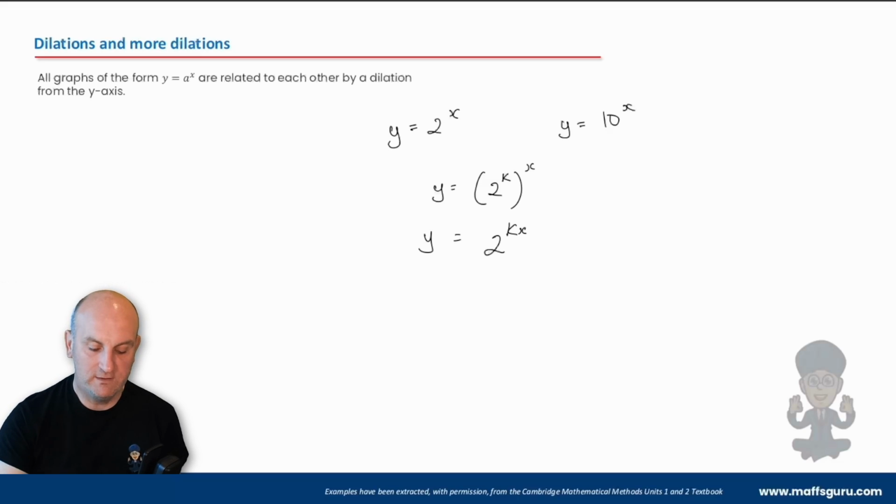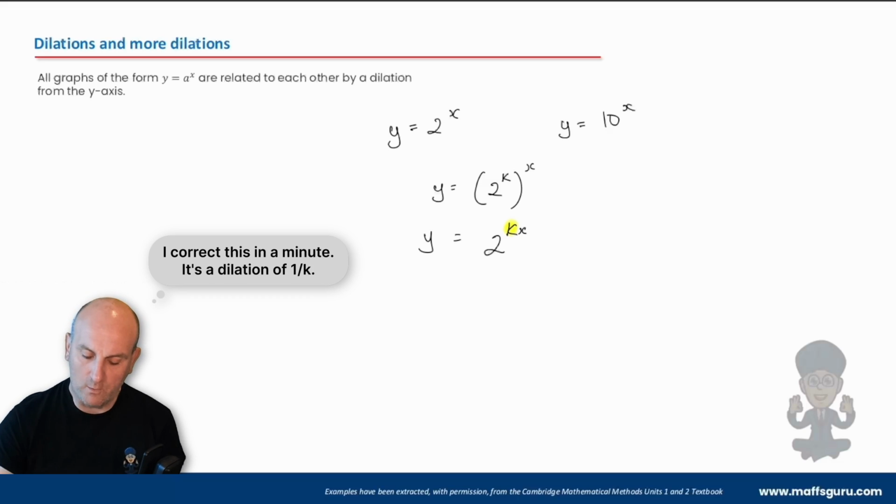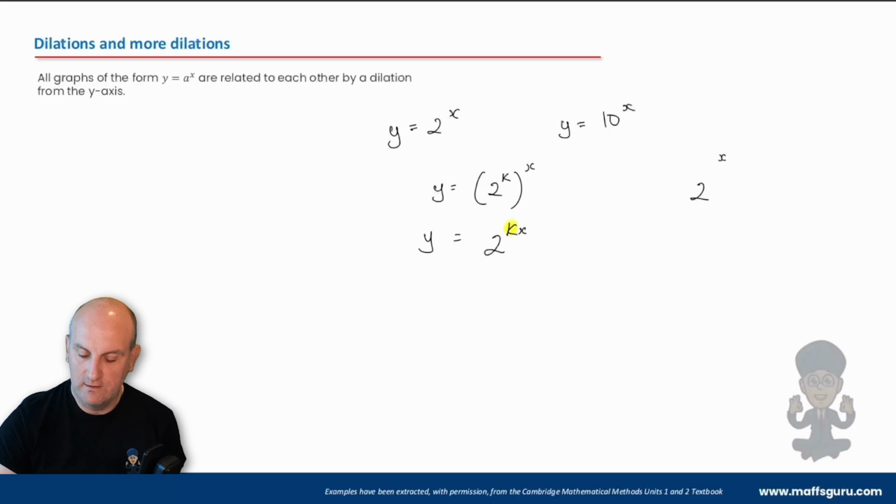Now again, for those of you who are linking together your transformation stuff, there basically is a dilation from my y-axis of factor k. How do we know that? Well, we know that the only way we can get that is 2 to the power of x on 1 on k. All right, so I said it was a dilation of factor k from the y-axis. That's not true. It's a dilation of factor 1 on k from the y-axis.